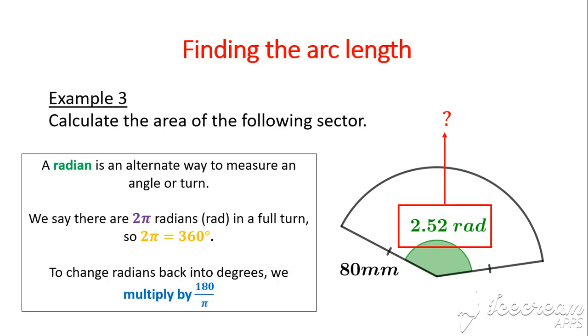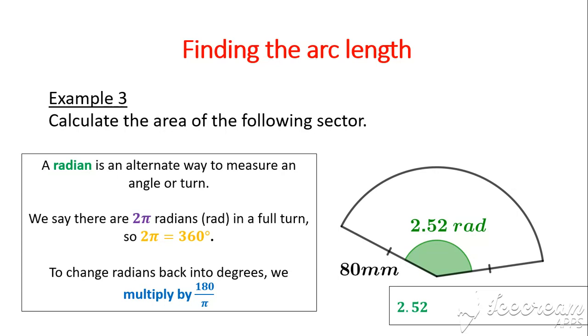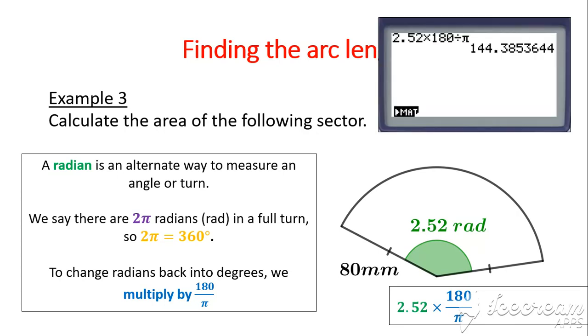So to change radians back into degrees, we multiply by 180 over pi. So we're going to take the angle, which is in radians, of 2.52 and times it by 180 over pi, and that's going to give us an angle back in degrees. So let me grab my calculator. 2.52 times 180 divided by pi gives me an angle of 144.4 degrees, rounded to 1 dp. So this angle of 2.52 radians is the same as 144.4 degrees.